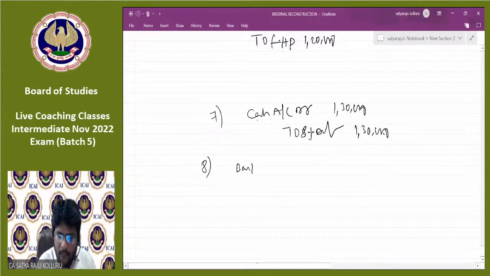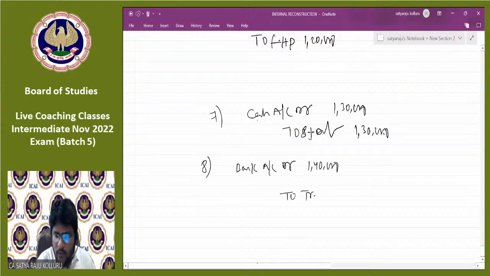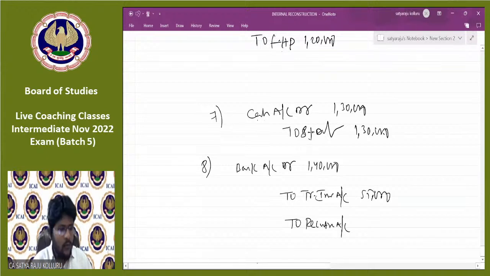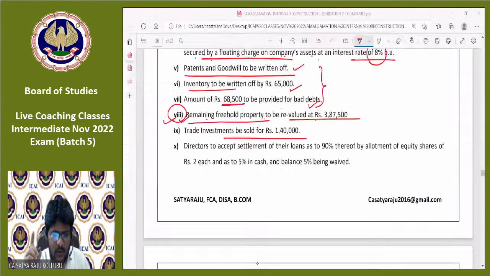Bank account debit 1,40,000, to trade investments account, how much? 55,000 is the book value. Remaining profit is how much, guys? Transfer to reconstruction account. 1,40,000 minus 55,000, how much? Which is 85,000 is the profit. Am I right, guys? Are you with me, all of you?